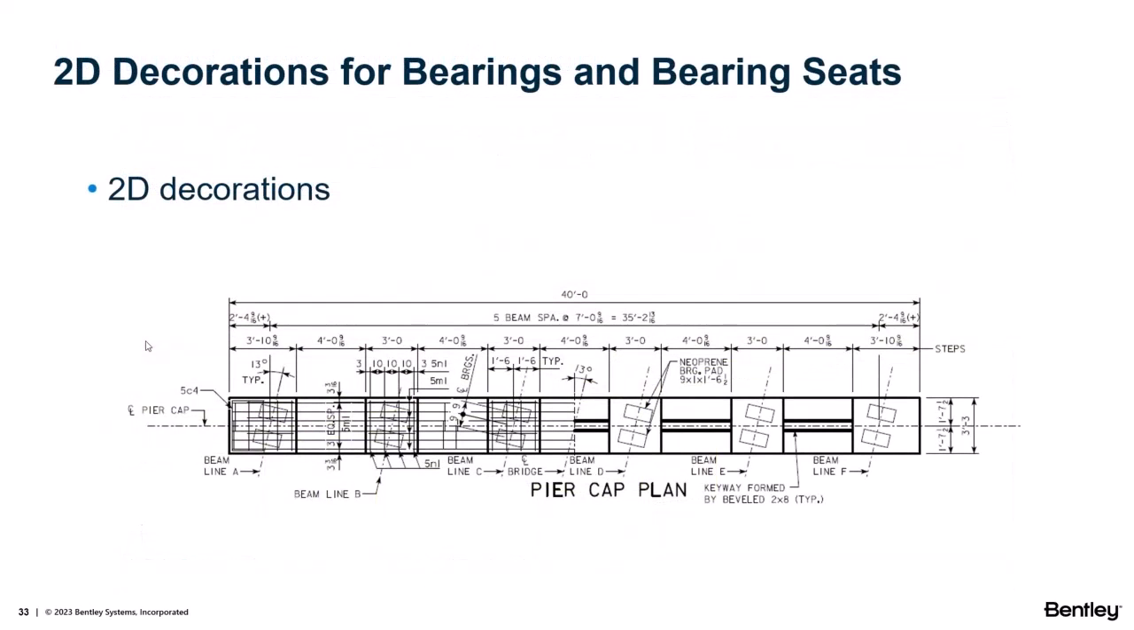Now, we mentioned the 2D decoration space, right? So we keep adding information. You remember at the beginning, a few versions ago, I would say, we could only place the outline on the deck and the beam lines. So more and more, we are adding all these properties. And this new one is the 2D decorations for the bearing and the bearing seats. So if you need to do a plan view of your piers, well, that's it, right? This is the outline of the cap, the bearings and the bearing seats.